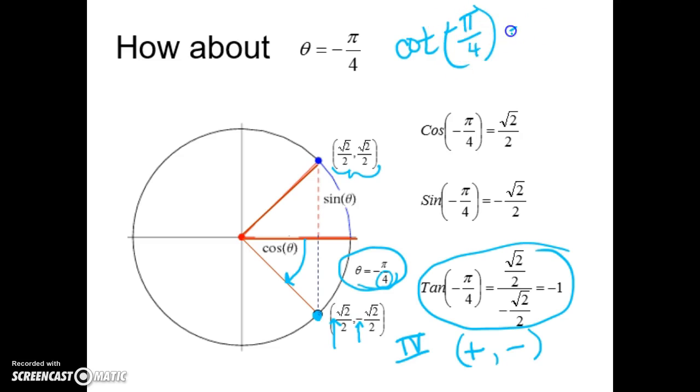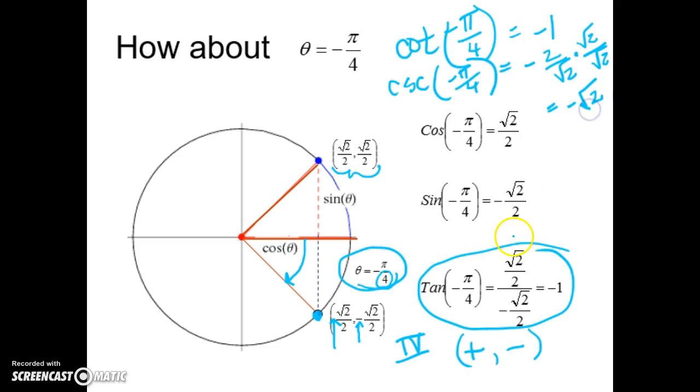The cotangent of negative pi over 4 is 1 over the tangent, so that would be -1. The cosecant of negative pi over 4 is going to be the reciprocal of sine, so that would be a -2 over root 2. And again, we can use some algebra. I'll skip a step or two in here, but it's going to look like negative root 2 when it's all said and done, cleaned up algebraically. And the secant of negative pi over 4 is the reciprocal of cosine, and cleaned up algebraically, that's going to be positive root 2.